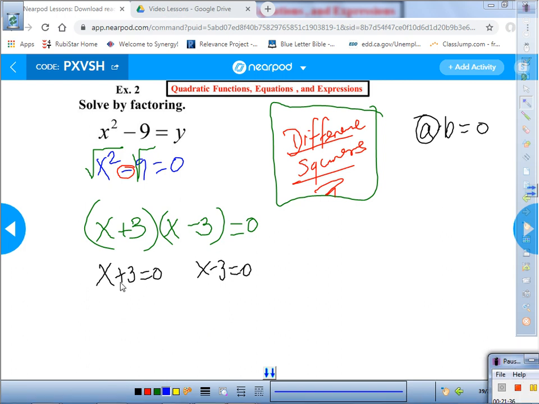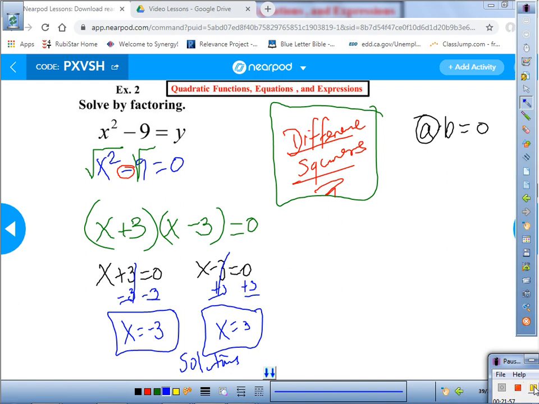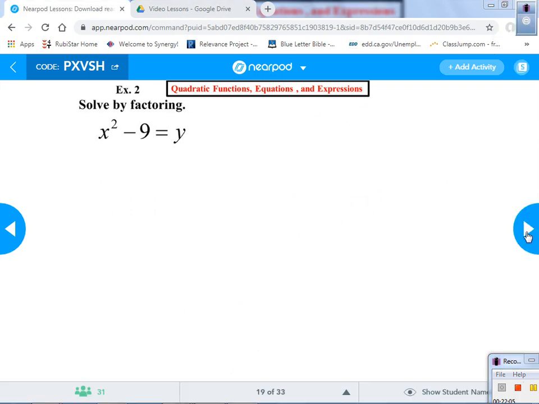Next, can we solve each of these? Yes, minus 3 minus 3, x equals negative 3. Plus 3 plus 3, x equals 3. And these are called my solutions. Copy that, please. Any questions on difference of squares? Pretty straightforward, right? Okay.